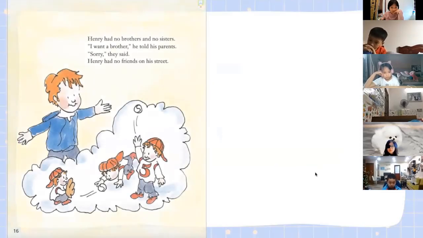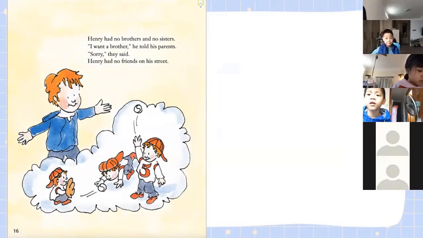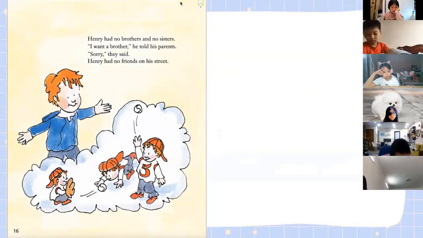Can I have Danyang, can you read page 16 for us? Harry had no brother and no sister. I want a brother, he told his parents. Sorry, they said. Harry had no friend on his street.